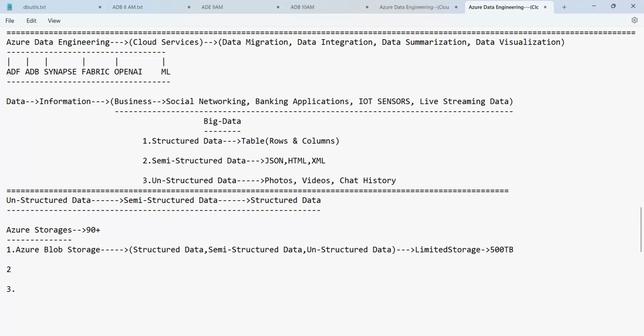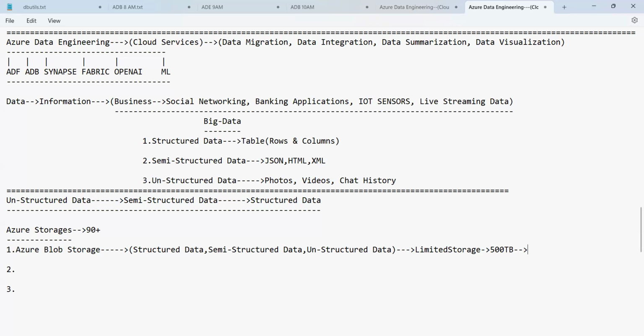To overcome the drawback, Azure has introduced some other storage. In other clouds, you may call Azure Blob Storage an S3 bucket, that is in Amazon AWS or in GCP. The same S3 bucket is blob storage here.